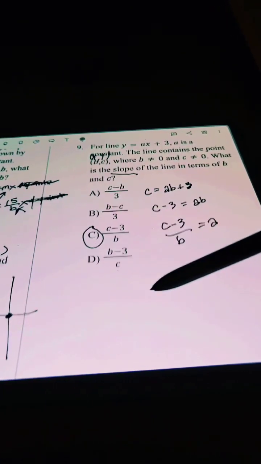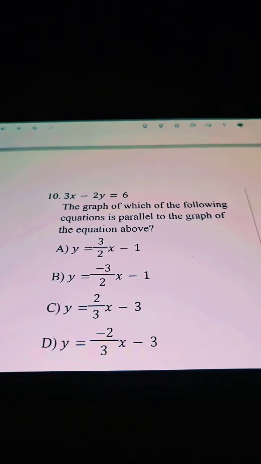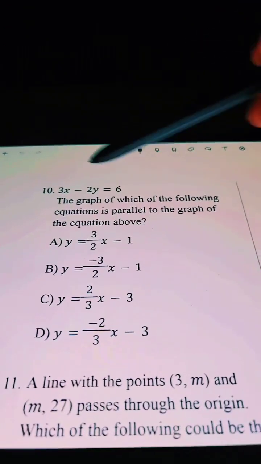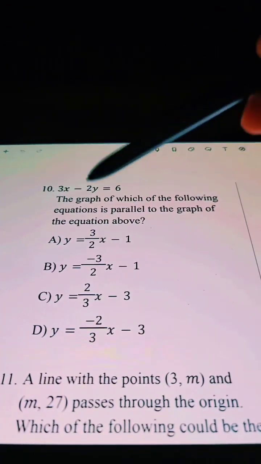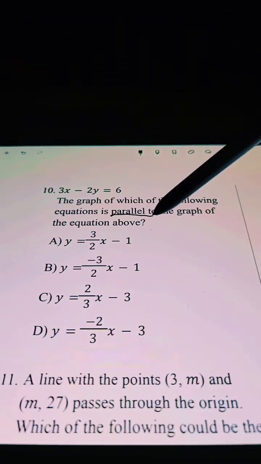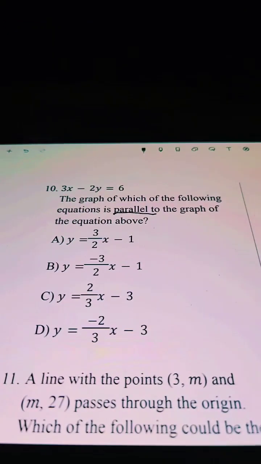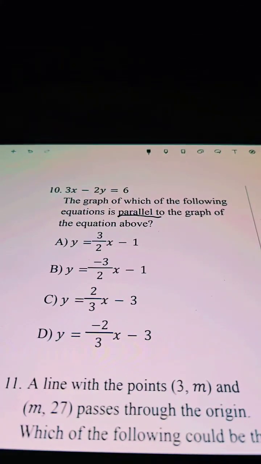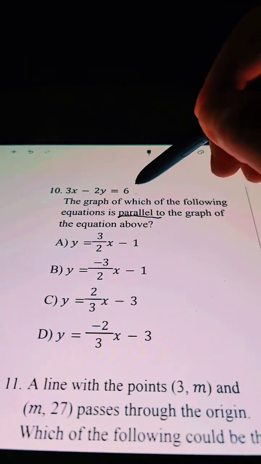Okay, so then let's go to, what was that, number 9? So this is number 10. Okay, so for number 10, we have this equation right here, and it says the graph of which of the following equations is parallel to the graph above. So parallel means they have the same slope. So they should have the same m, basically, when you think of y equals mx plus b.